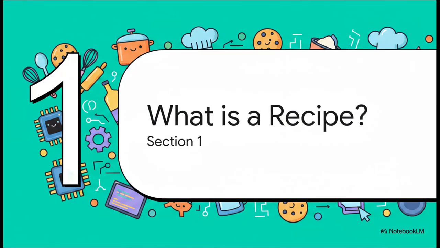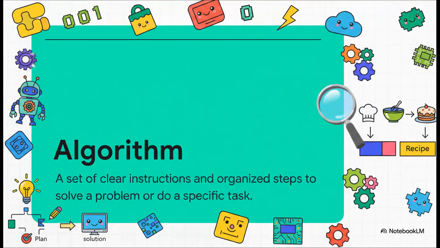What is a recipe? Because, as you're about to see, this is the perfect way to understand how computers actually think. And that special name is an algorithm. Yep, that's the one. At its heart, an algorithm is really just a set of super clear, organized steps that are designed to solve one particular problem or complete a specific task. It's the fundamental logic behind pretty much any action.